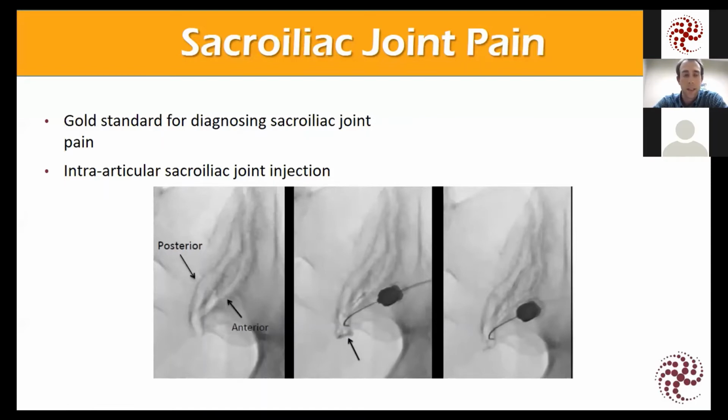And really, again, imaging doesn't correlate well with pain from these structures, just because you can get radiographic evidence of arthritis as you get older. So really the gold standard is doing an injection in the joint and seeing if the pain goes away. And this is just an example of an injection with a needle going into the joint.